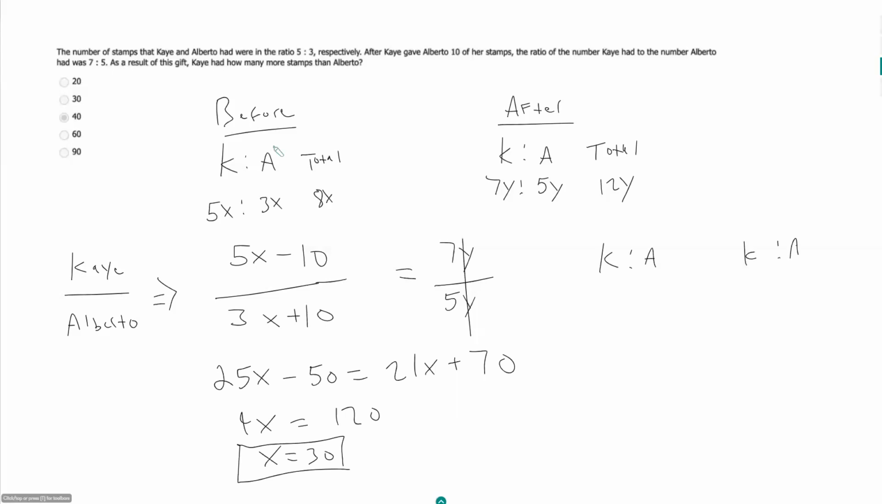So what does that tell us about our stamps before and after? K started with 5 times 30, which is 150, but then she gave up 10 of her stamps, so she ended up with 140. Alberto started out with 90 stamps, and then he gained 10, so he ended up with 100.